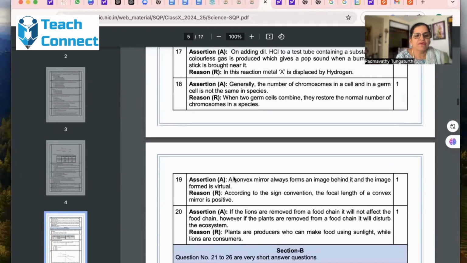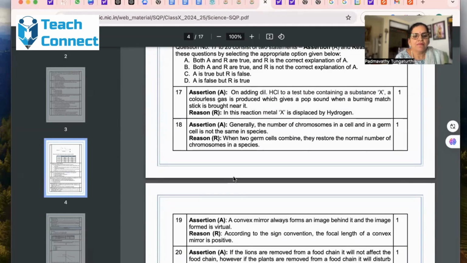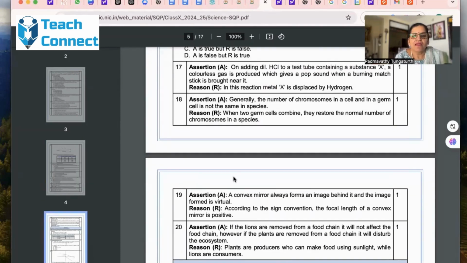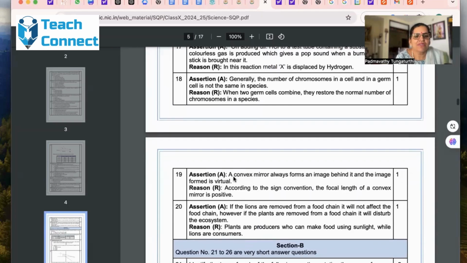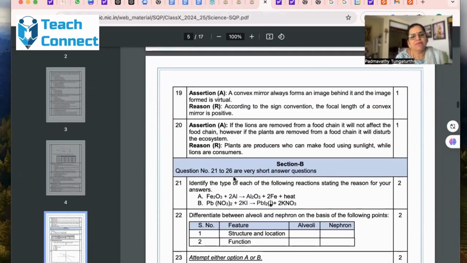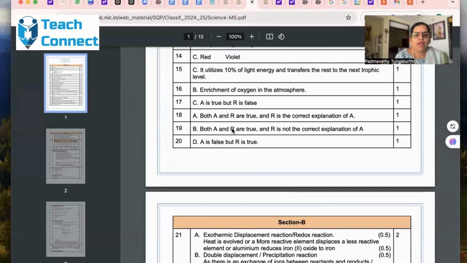Now question number 18, about the number of chromosomes in a cell, is a biology question. Question number 19: a convex mirror always forms an image behind it and the image formed is virtual. Yes, it is true that a convex mirror always forms an image behind it. According to the sign convention, the focal length of a convex mirror is positive. Both are true. A and R are true.